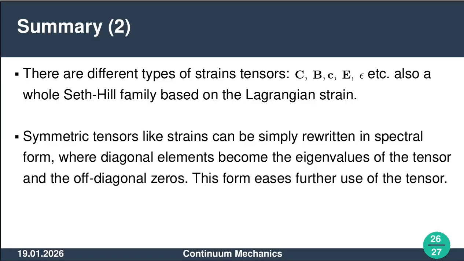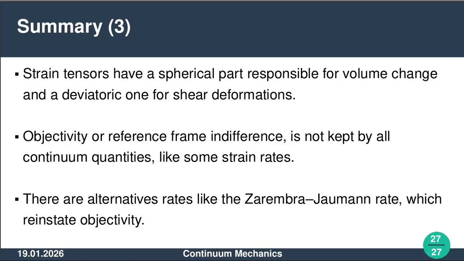Symmetric tensor-like strains can be simply rewritten in spectral form, where diagonal elements become the eigenvalues of the tensor and the off-diagonal ones are zeros. This form eases further use of the tensor, like multiplication and so on. Strain tensors have a spherical part responsible for volume change and a deviatoric one for shear deformations. And of course, we can decompose the strain tensor into both parts.